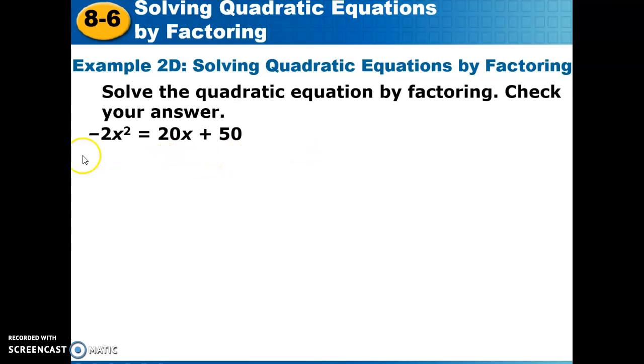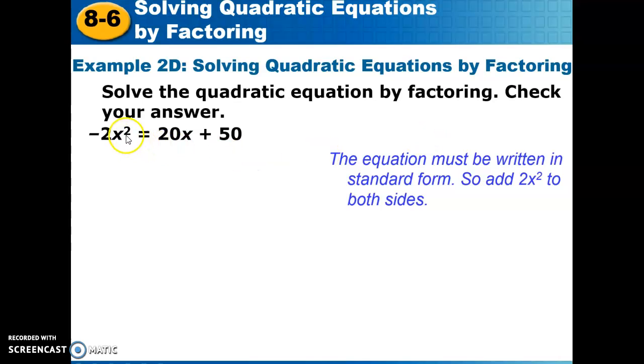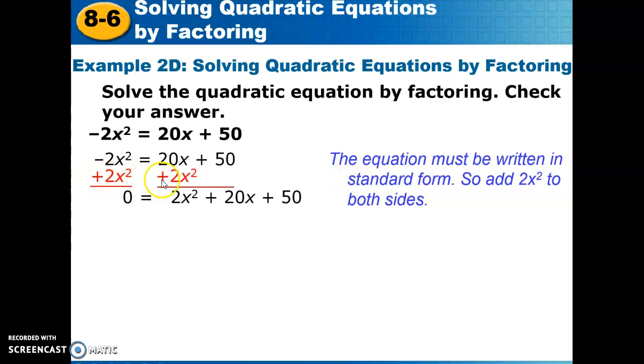Ooh, this one's good. Negative 2x squared equals 20x plus 50. There's two things I notice. We don't have a side that's equal to 0, so we have to fix that. And then there's also a negative in front of this 2x squared. So those are both things that we need to take care of. To get rid of this negative, I would actually add 2x squared to both sides. That would just make it easier the way we're used to seeing it, with positive leading coefficient and everything all on one side. So we have that equal to 0.